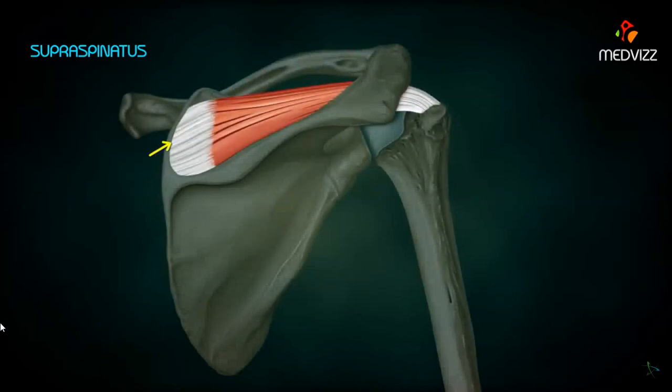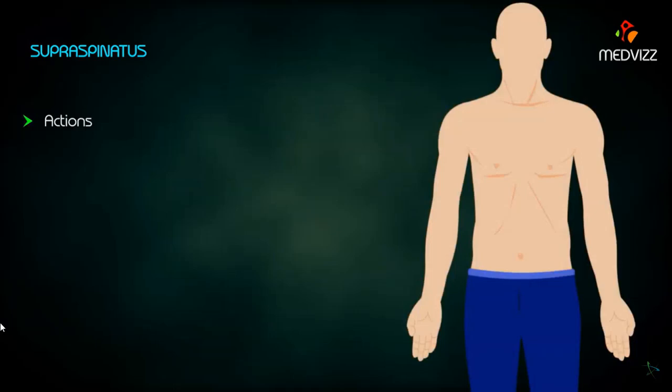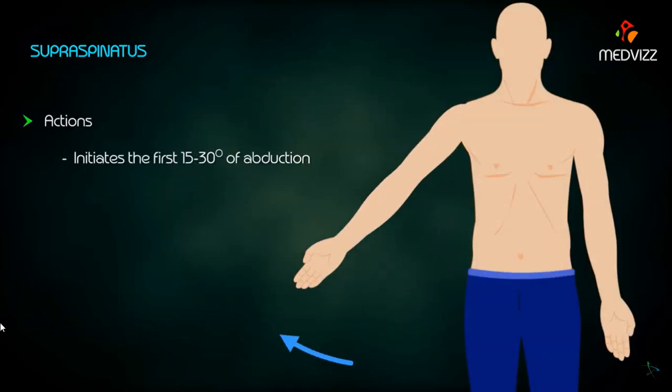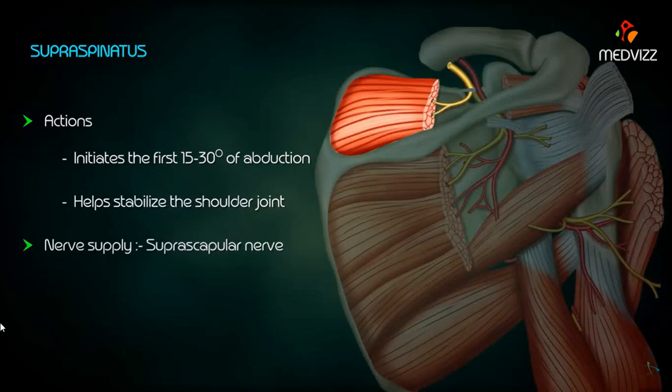Supraspinatus. It originates at the medial two-thirds of the supraspinous fossa of the scapula. It passes beneath the acromial arch and inserts into the upper part of the greater tubercle of the humerus. Its actions are: it initiates the first 15 degrees of abduction and helps stabilize the shoulder joint. Nerve supply is by the suprascapular nerve.